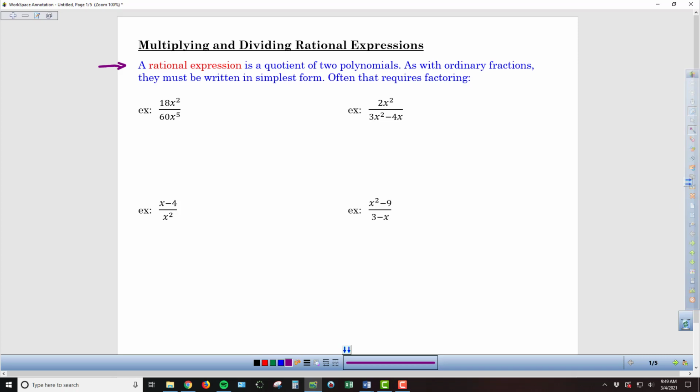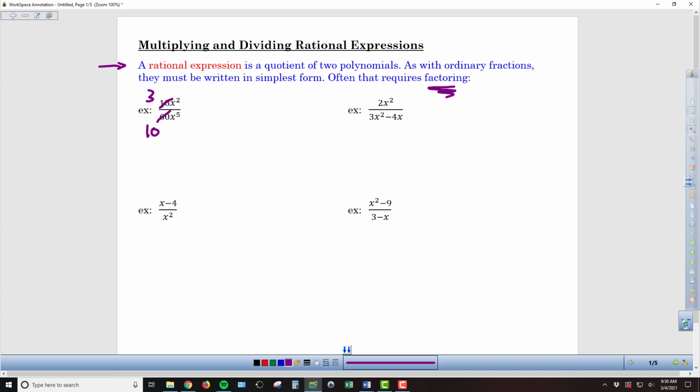And if there's any addition or subtraction in either of the expressions in the numerator or denominator, we're going to have to do some factoring. Now in this first one, there's no addition or subtraction, so we can just jump straight into the reducing. For the numerical part, the 18 and the 60, we just need to find something that divides evenly into both. In this case, the biggest number that divides evenly is 6, so I can divide 6 into 18 and get 3, and then 6 into 60 and get 10.